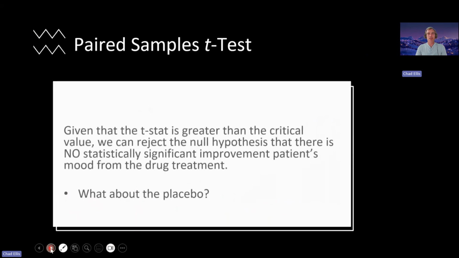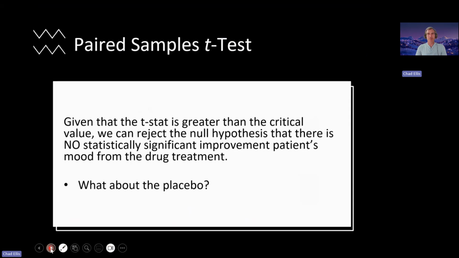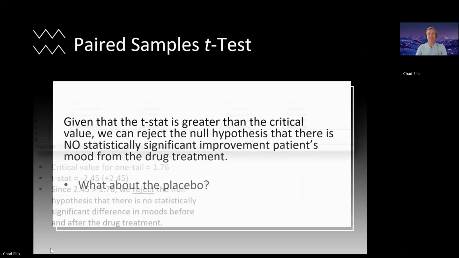So once you've done that, as I already said, based on the results, we're going to decide to reject the null hypothesis and say that there is a significant difference in improvement in mood after taking the drug at an alpha level of 0.05. But that's just for the drug group. Let's look at the placebo or control group.